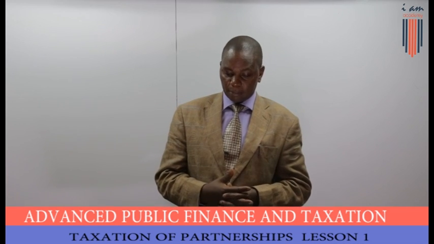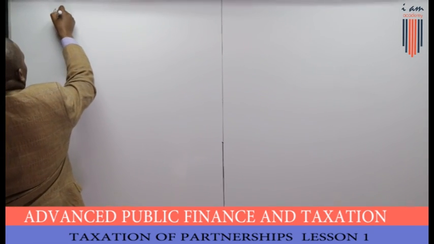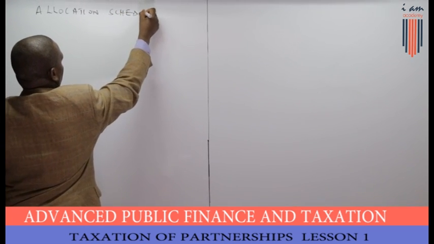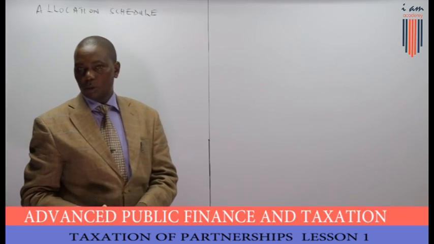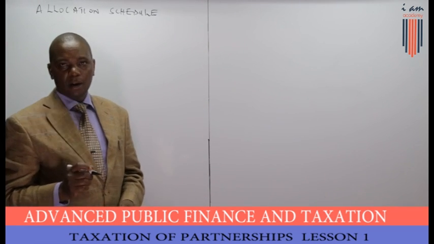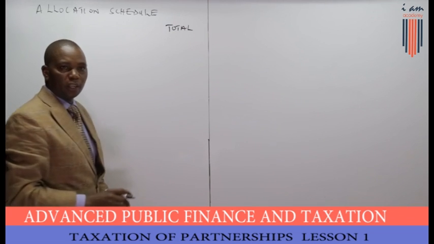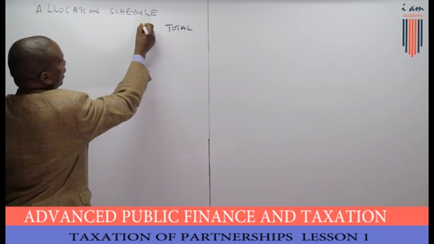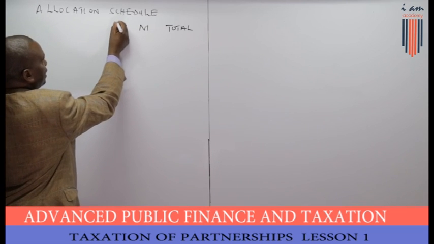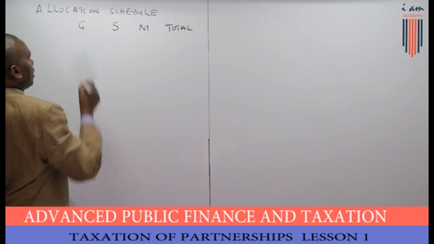I will illustrate the allocation schedule of the income that is received from the partnership as follows. Now, the allocation schedule will, as I have said before, be in columnar form. The columns will depend on the number of the partners. On the extreme right, I indicate where we'll be showing the total, and then I can indicate the other columns generally. We can just use a letter like M for a partner, a letter S for another partner, and a letter G for another partner.